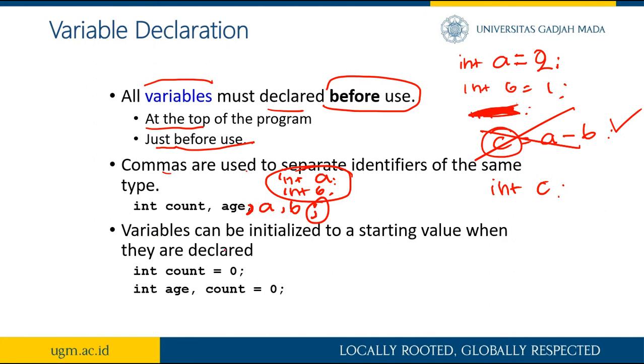And then variables can be initialized to starting values when they are declared. For example, the default value: integer count, we initialize the value as 0. Integer count is equal to 0. And then integer h, this one is also possible. We create h and then we create count is 0. If we want h to be 0, then h is 0 and comma count 0. It's also possible.